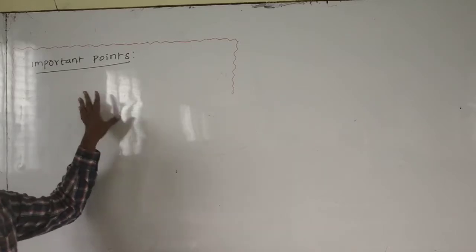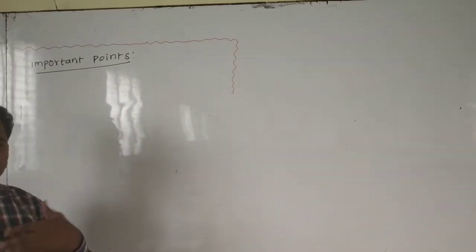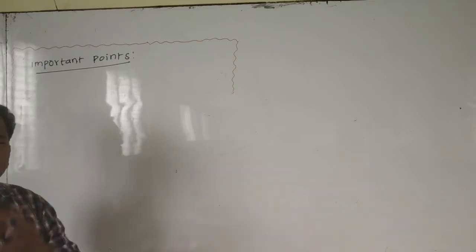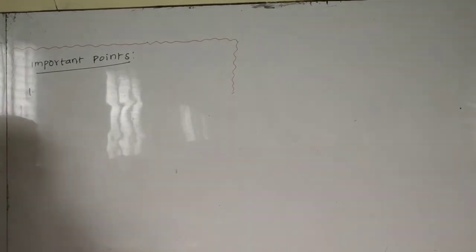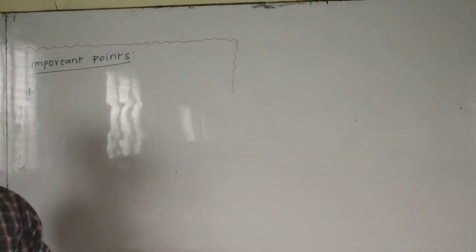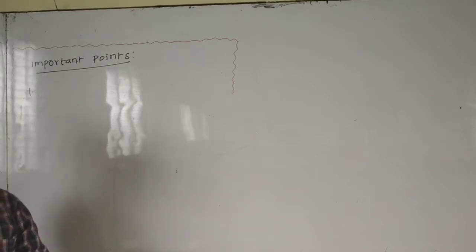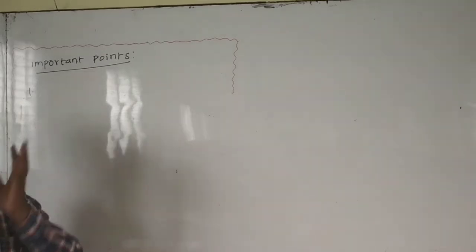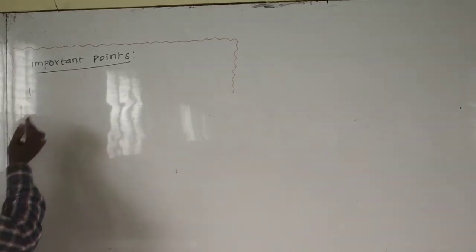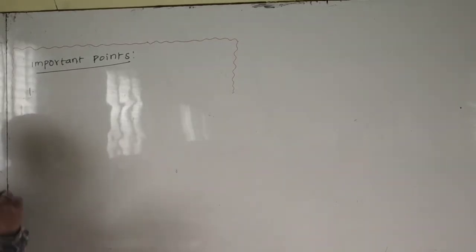Important points in Gauss law. We can say these are the limitations of Gauss law. Where can we use Gauss law? First, number one: Gauss law is valid for any shape and size of the Gaussian surface. That means it is independent of the size and shape of the Gaussian surface.